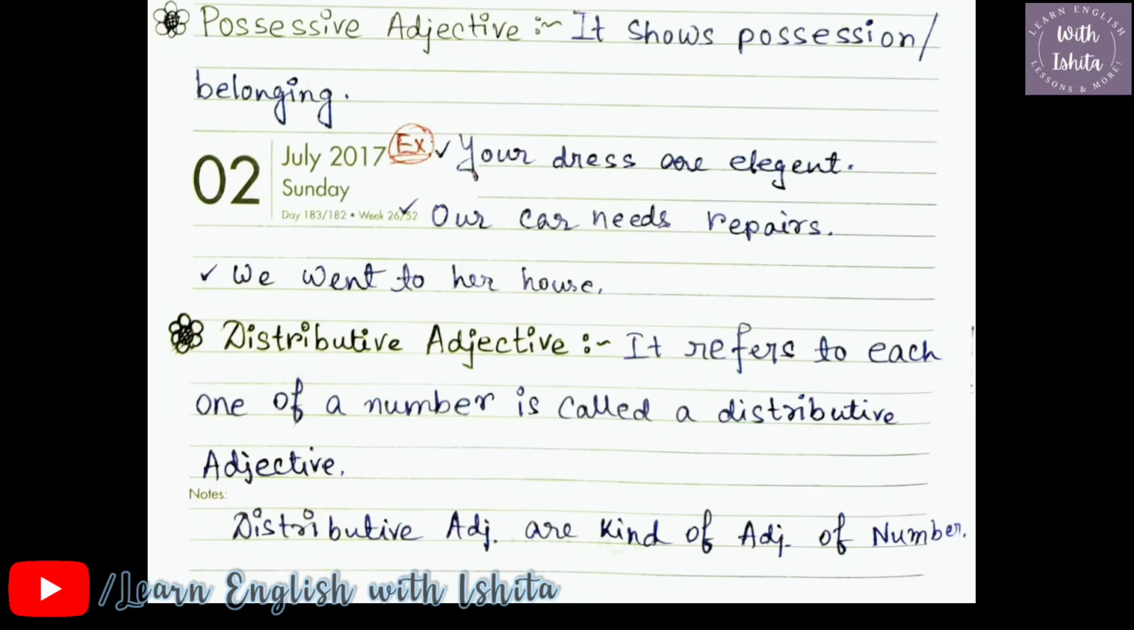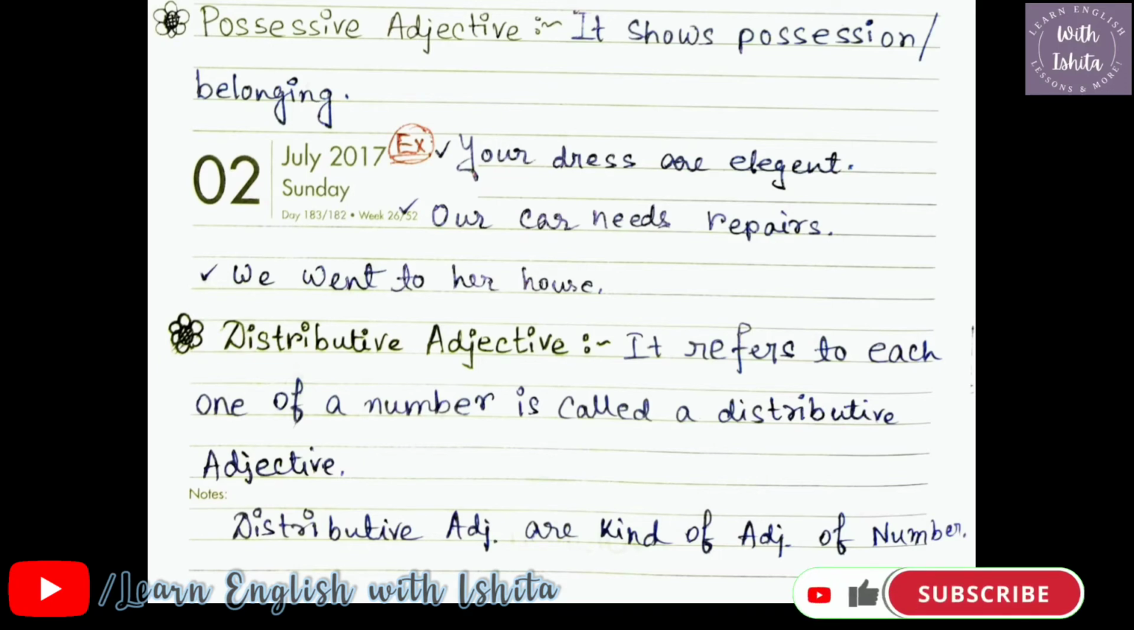Next, possessive adjectives. Possessive adjectives show possession or belongings of something. For example, your dress is elegant. Our car needs repair. After that, we went to her house. In the following sentences, your, our, her are examples of possessive adjectives.